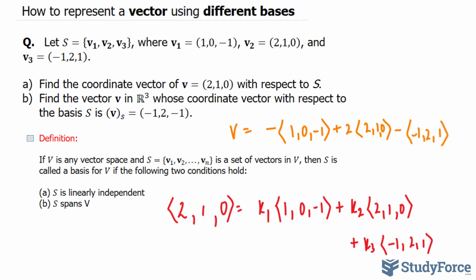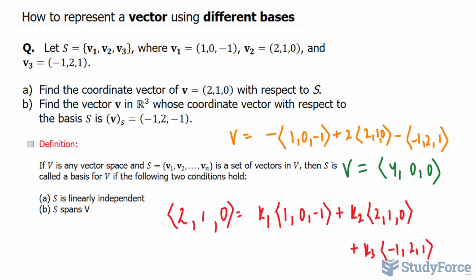If we multiply this out and take the sum, we should end up with a vector that has the components 4, 0, and 0. Just to give you an idea, negative 1 plus 4, that's positive 3, plus 1 gives you 4, and the same math can be done for the other components. And there you have it. That is how to represent a vector using different bases.